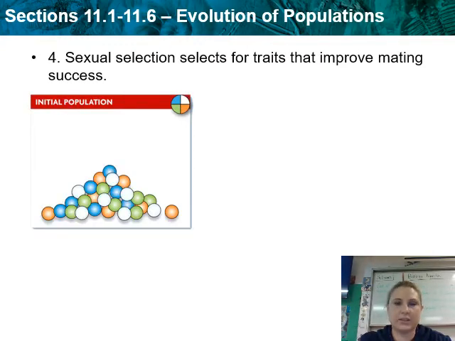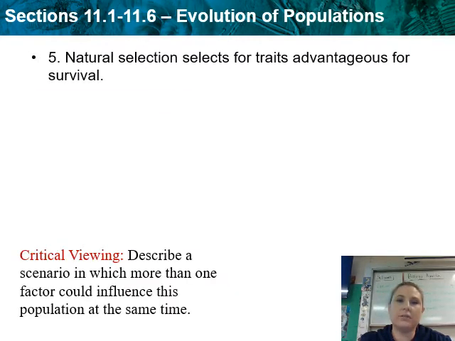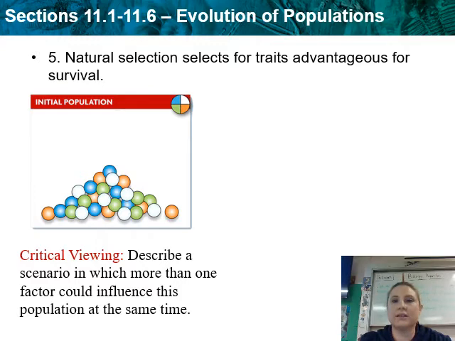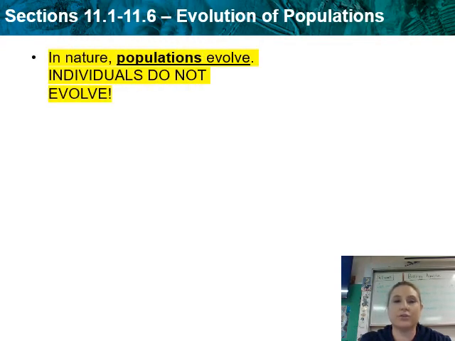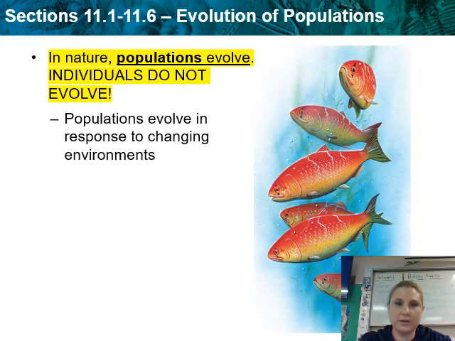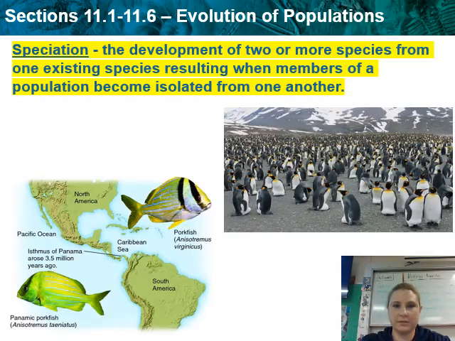Next, sexual selection selects for traits that improve mating success. And then we also talked about natural selection. It selects traits that are advantageous for survival. So in nature, we don't see specific individuals evolving, but the whole population evolves over time, and it evolves in response to the changing environments.